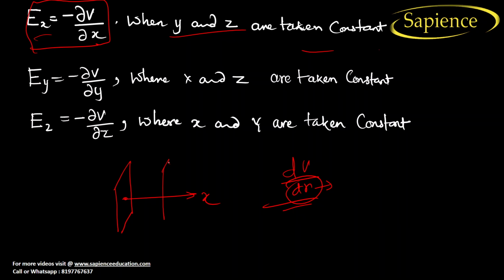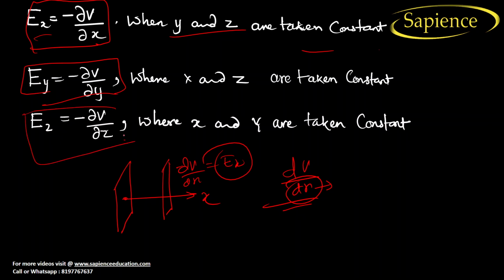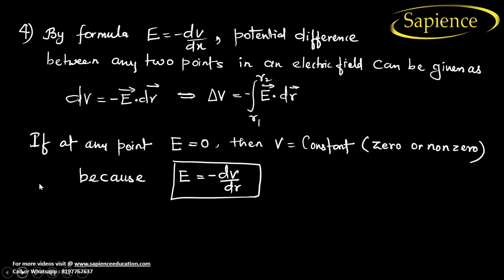So what will happen? The potential gradient dV by dx is increasing. So this is Ex. So Ey can be written as minus del V by del y. These are the higher things we can also discuss later. No need to discuss because it is not in the syllabus. But till now, most of the things I have explained have been covered, right?